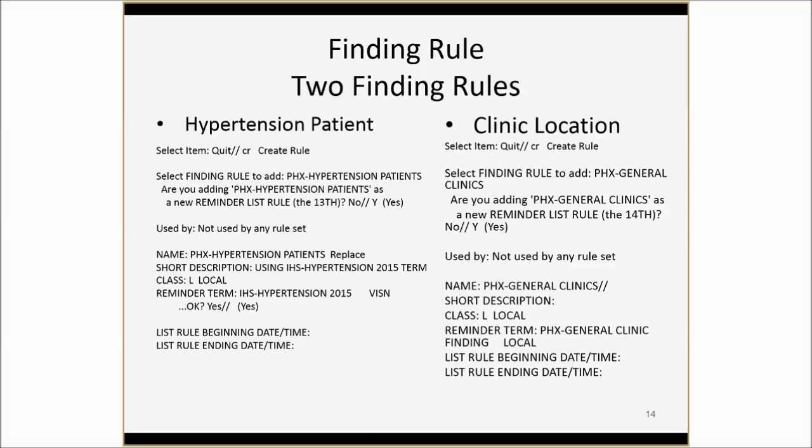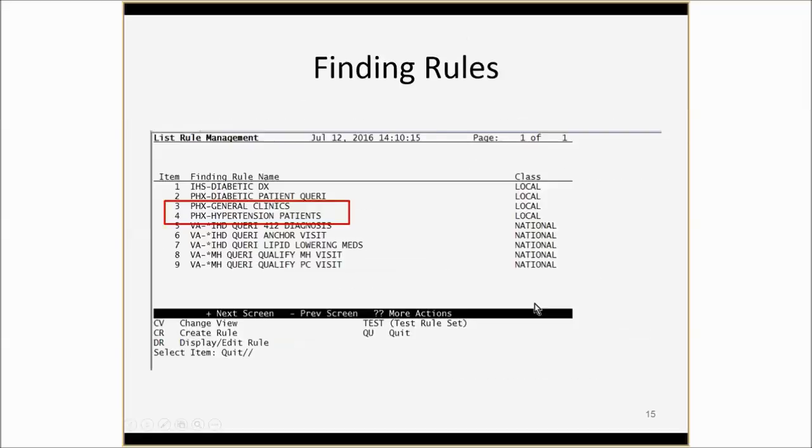So I'm going to do a real simple one. It's just 2 findings: hypertension patients that are being seen at the general clinic. So my first rule will be hypertension, and my term is to use the IHS Hypertension 2015 diagnosis codes to pull those patients. My second rule will be the clinic, and I created a hospital location reminder finding, and that's what I'm using here. I'm using the stop code of 01 for my second criteria.